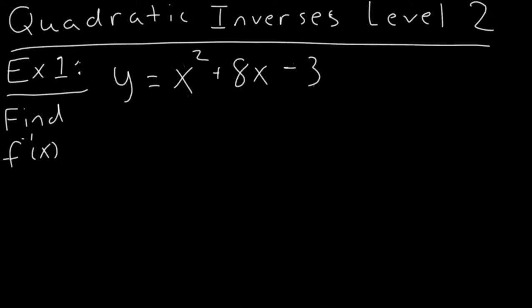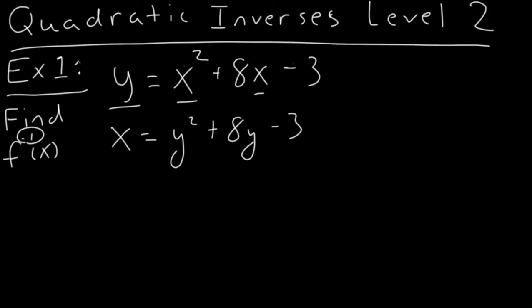Remember, when finding the inverse of any function, we always start with the exact same step, no matter what it looks like. We'll take our y, and everywhere we see an x, we are going to flip or switch the two things. So we can now write this as x equals y squared plus 8y minus 3. Now we have one more nice easy step, and we always want to get rid of this constant. So let's go ahead and add 3 to both sides.